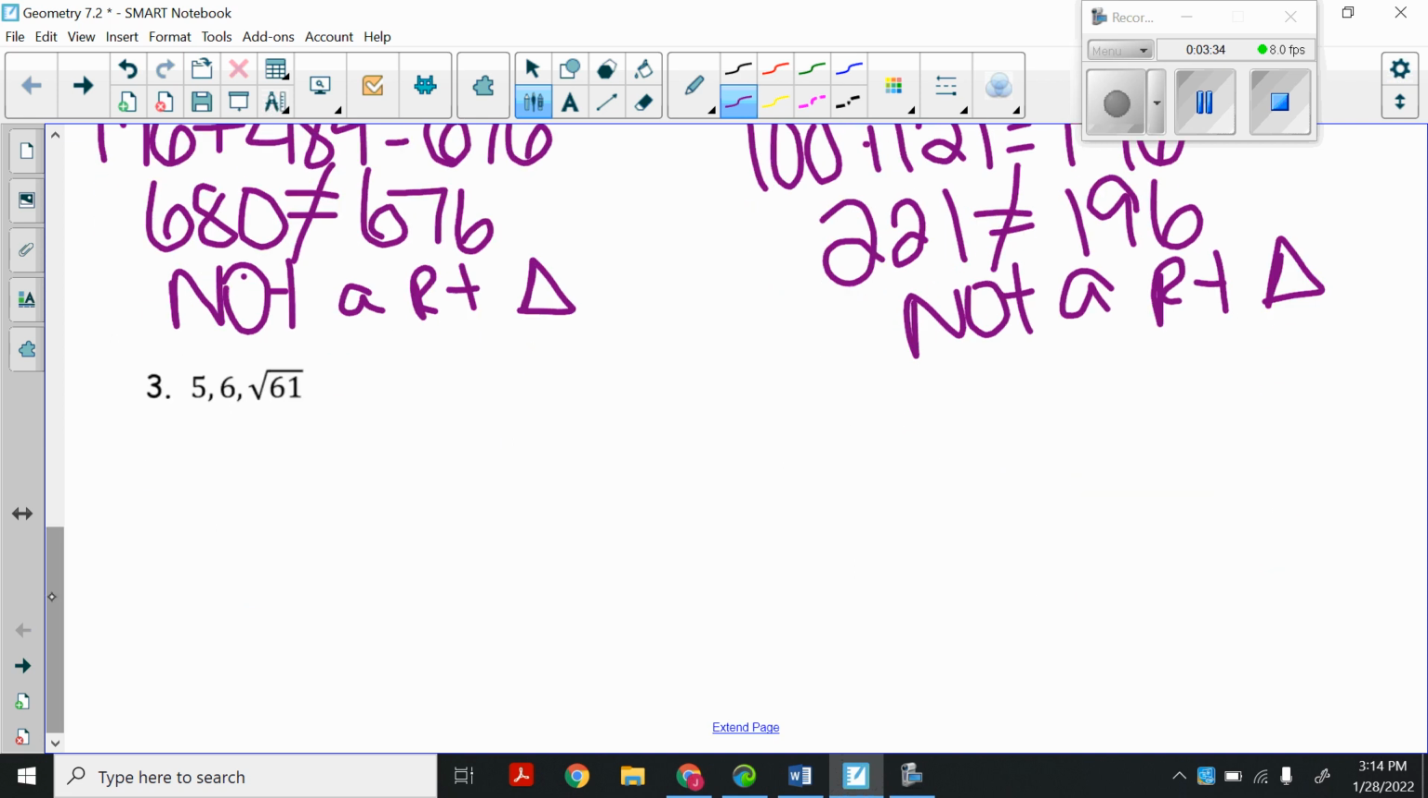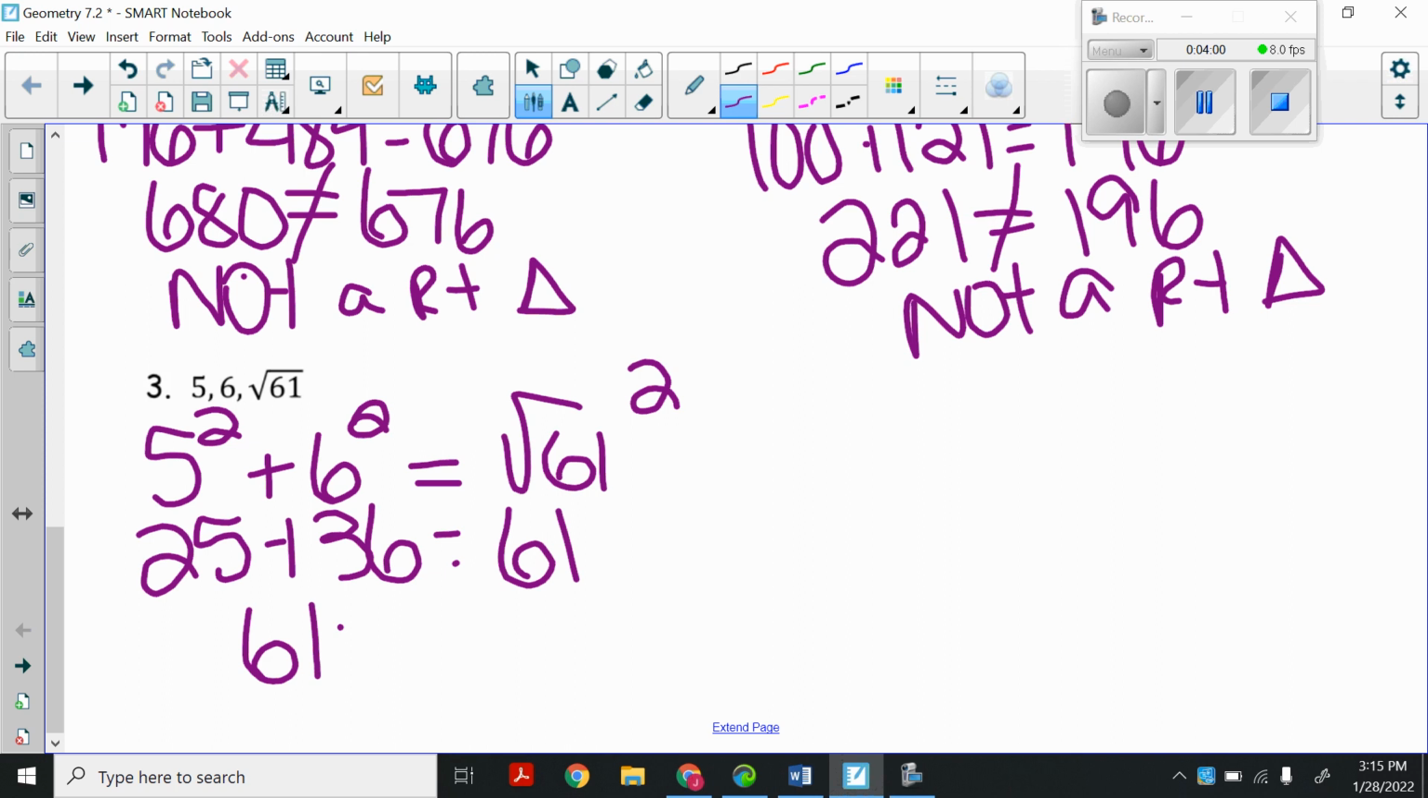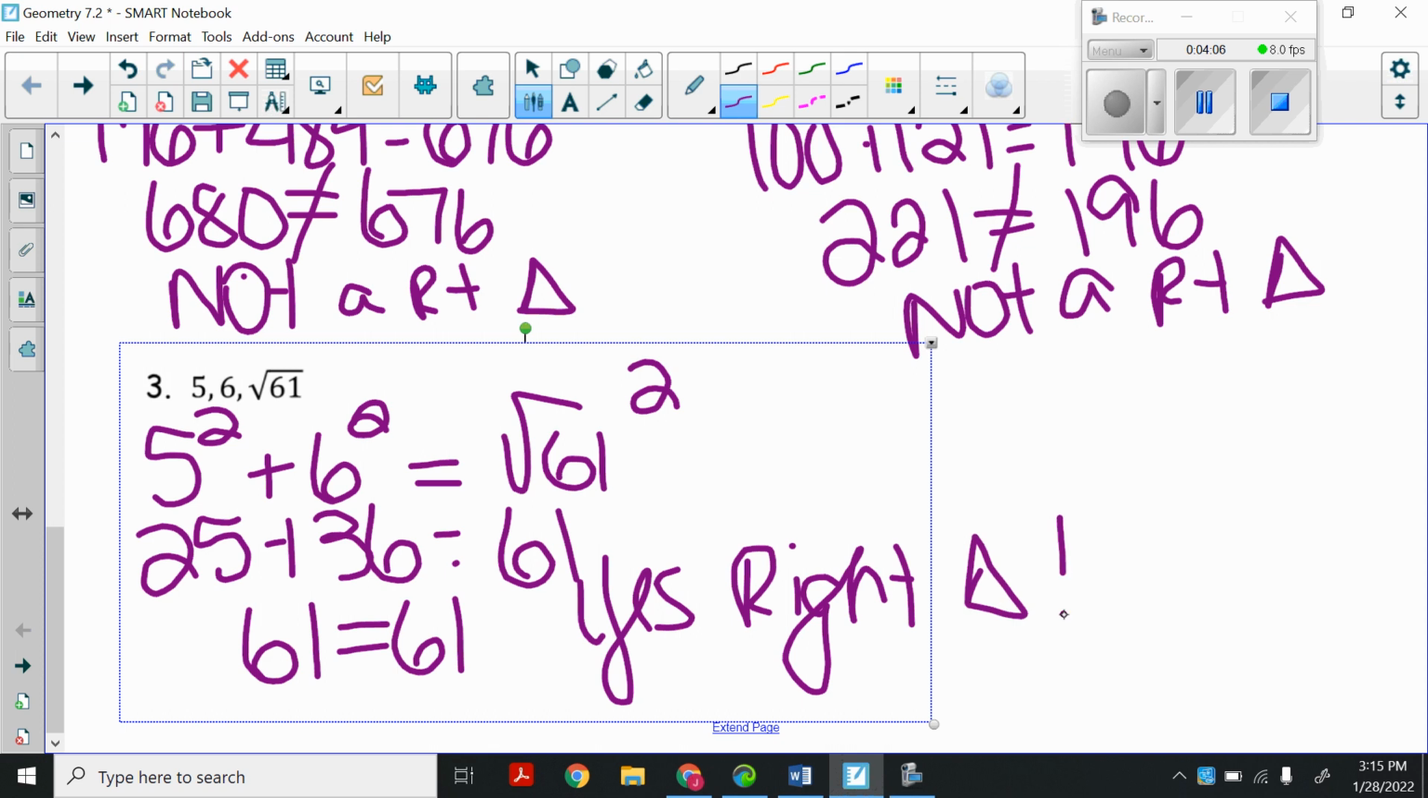All right, my last one. 5 plus 6 greater than the square root of 61? Yes, so I could make a triangle. The square root of 61 would be the bigger side, so 5 squared plus 6 squared, is that equal to the square root of 61 squared? 5 squared is 25. 6 squared is 36. The square root of 61 squared is just 61. 25 plus 36 is 61. Does 61 equal 61? Yes, this time we do get a right triangle.